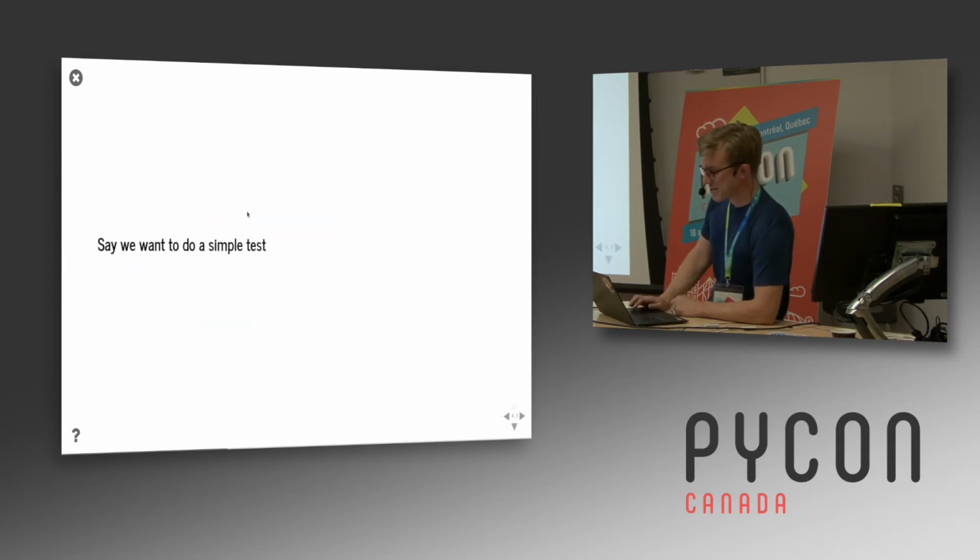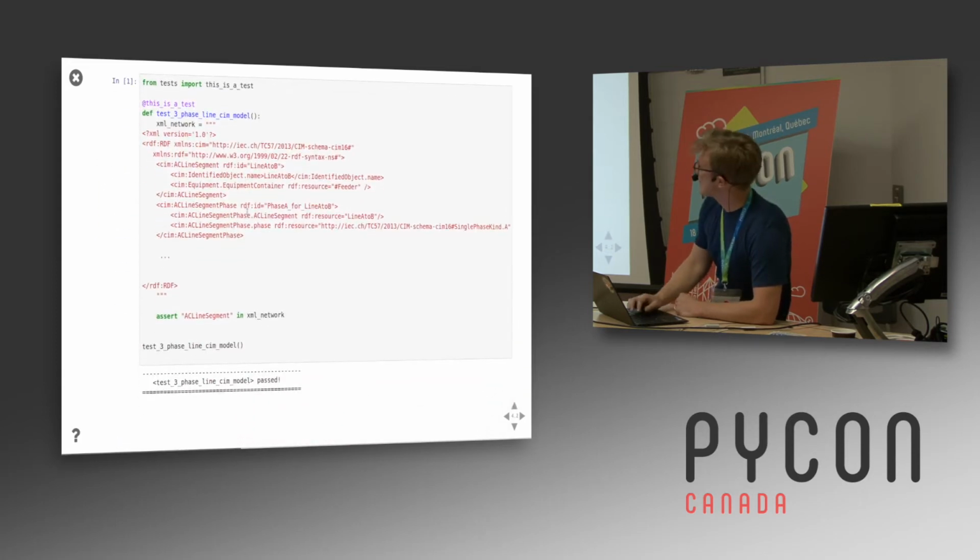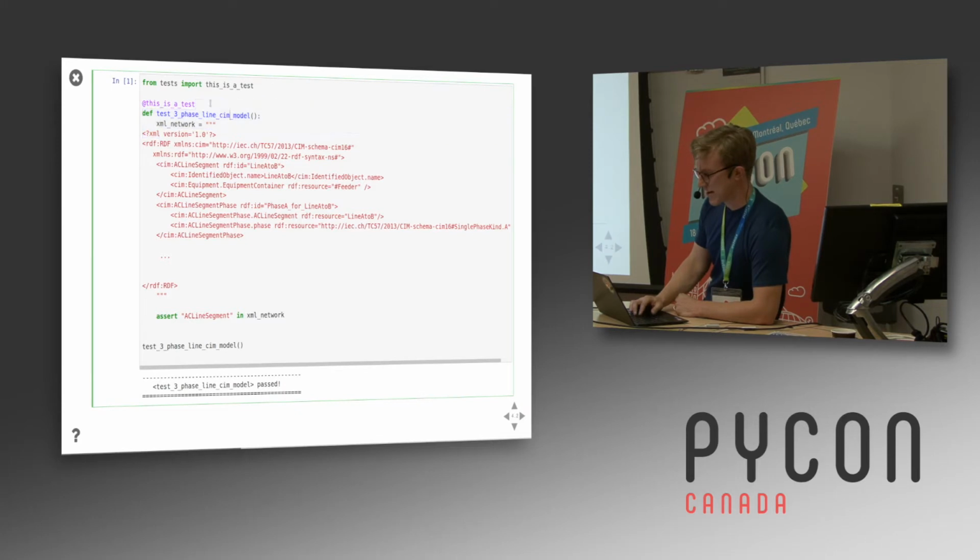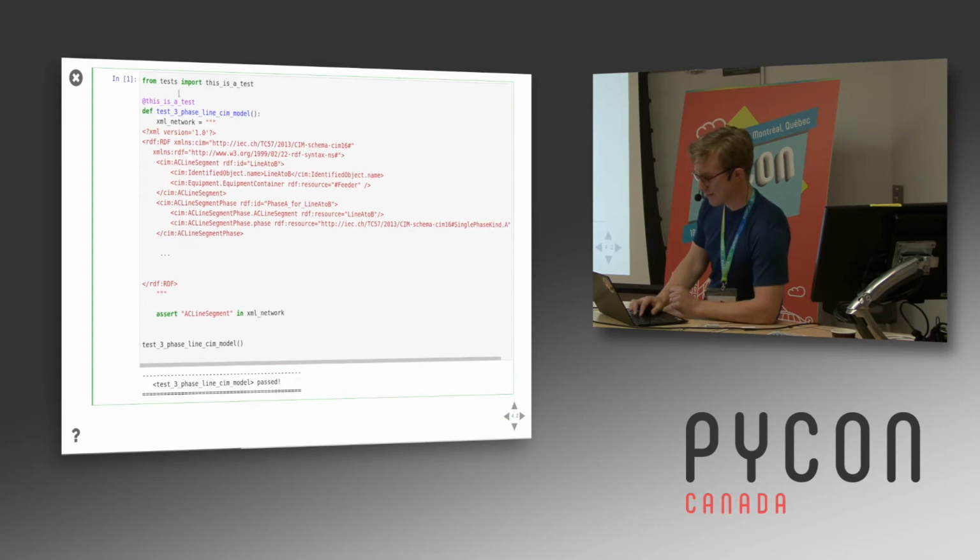So say we want to do a simple test. Here's a nice simple test. I've got a test 3-phase line CIM model, and I've got my XML network. It's described in a string with a bunch of objects. I truncated it a bit because otherwise it won't fit on this slide. And then here's my test: assert AC line segment is in the XML network. That's like the simplest test. I made my own little test library so that it would work in Jupyter, and I can run that, and you can see the test pass.